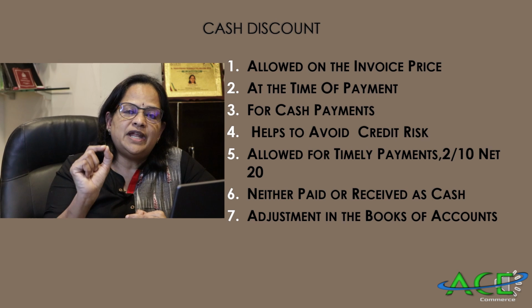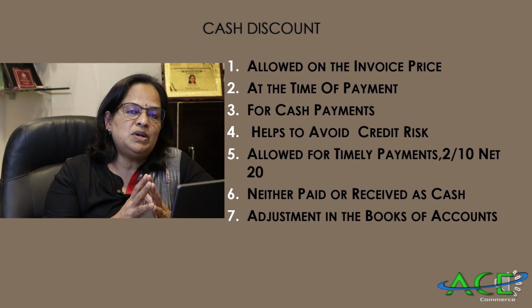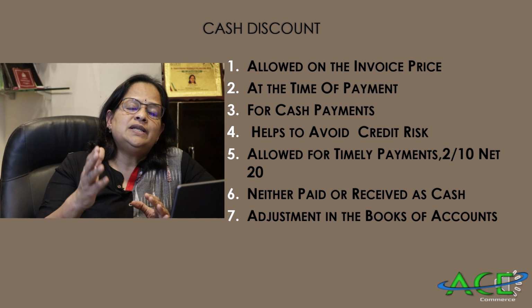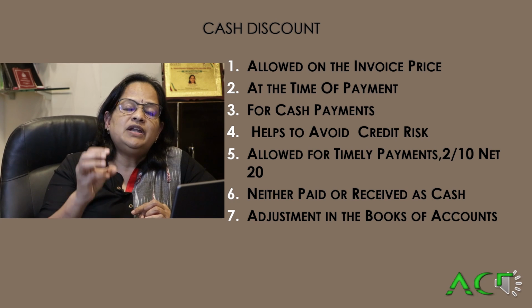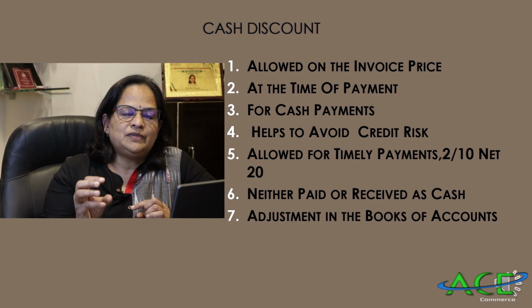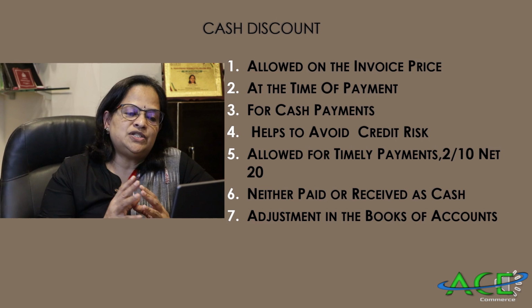When you do financial accounting in your graduation level, then also you will learn this in financial management problems. This concept is quite common. 2 by 10 means net 20. That means 20 days you are getting the time for payment, but you are making the payment on the 10th day. So you are getting 2% discount. That is the cash discount.